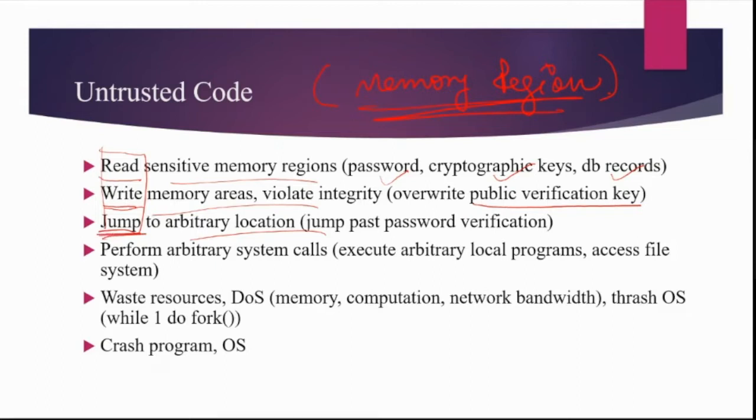Similarly, jumping to an arbitrary location is also dangerous. Untrusted code can bypass access control mechanisms by jumping to a particular location, right? Apart from this, they can call arbitrary system calls, which they are not allowed to do. They can mount denial of service attacks. They can consume memory, computational power, network bandwidth, etc.